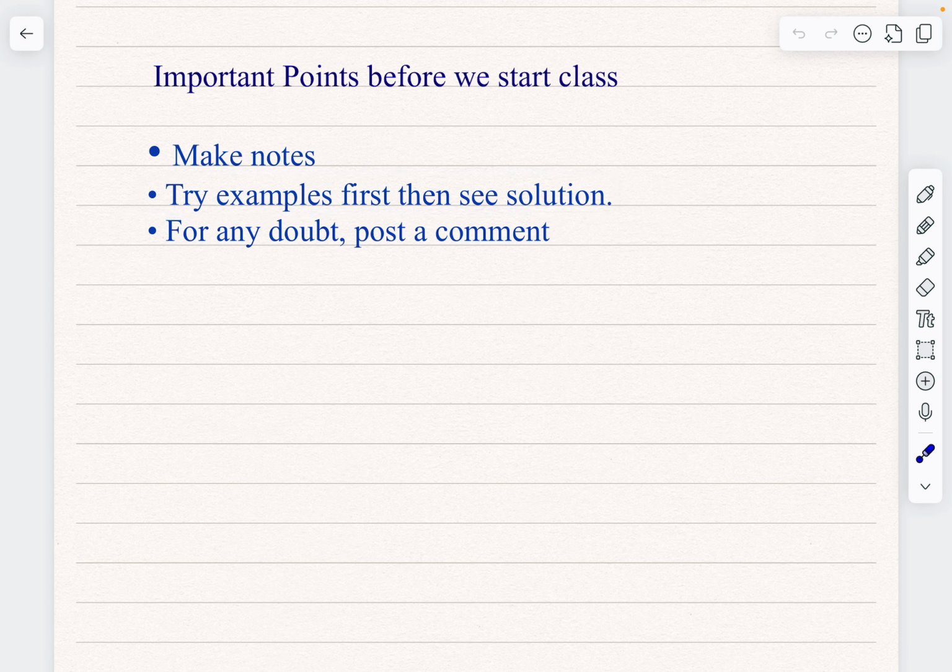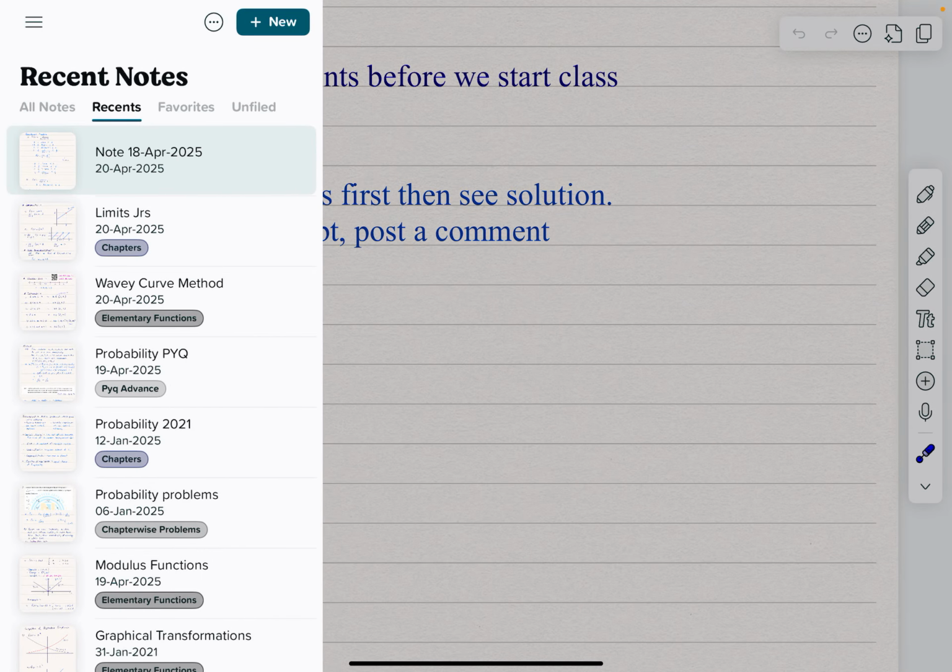And third point, if you have any doubt in any of the solutions I'll give, those students who are in my class can just ask me in the class next day or whenever they get time. Those who are not in my class, you can just post a comment and I'll try to help you with that. Okay, guys, I hope you get these points. Now let's start.